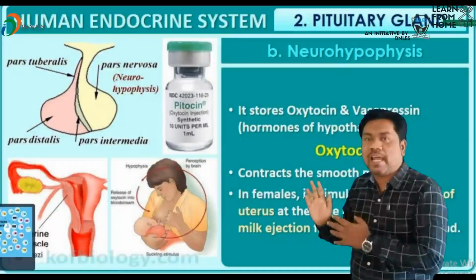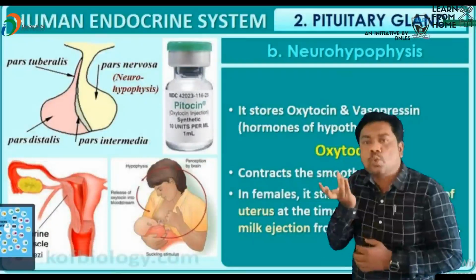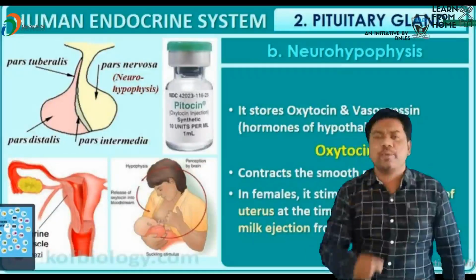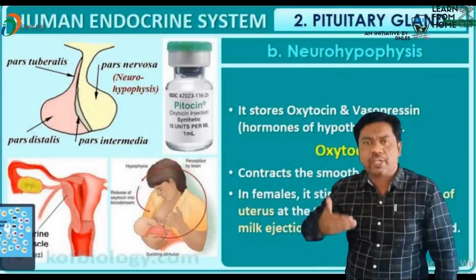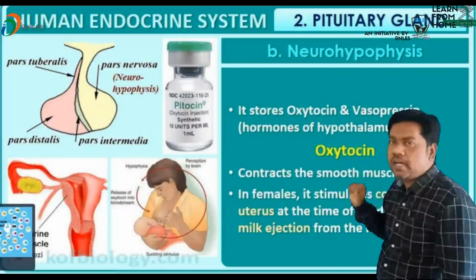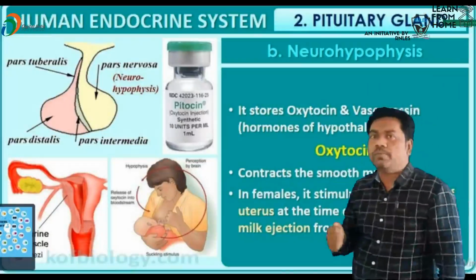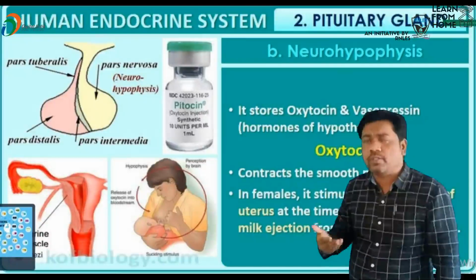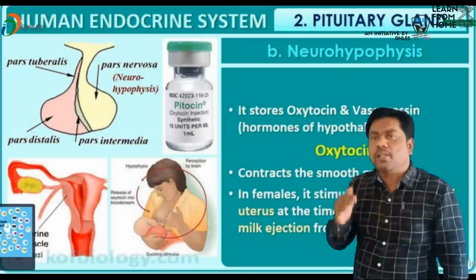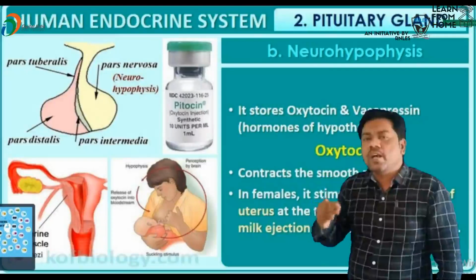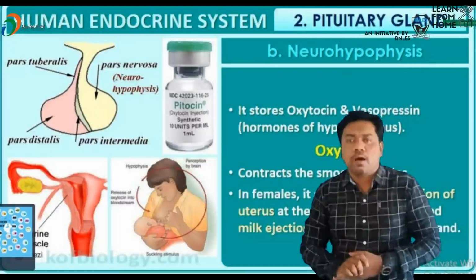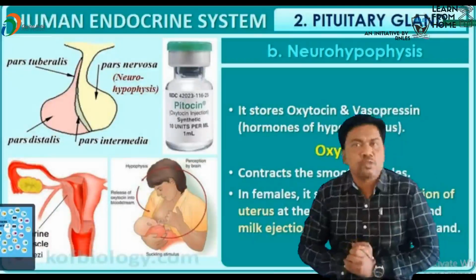And these hormones are stored in specialized structures known as the Herring bodies. What are the Herring bodies? The Herring bodies are the specialized sites where ADH and oxytocin are stored. In which area are the Herring bodies present? In the posterior pituitary lobe. During the requirement, these hormones are released into the blood, and through the bloodstream they reach their target organs, target cells and target tissues. So this is the posterior pituitary lobe, also known as the neurohypophysis.